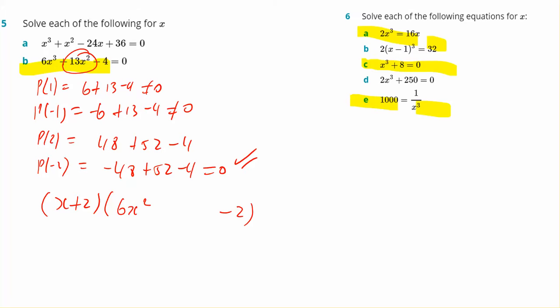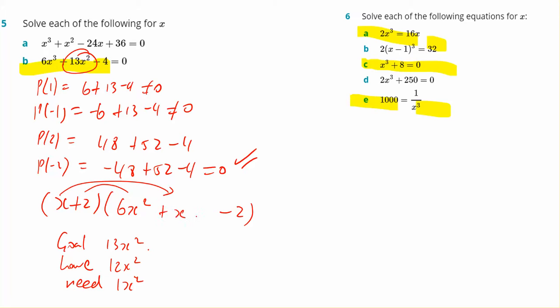So our goal is 13x squared. So what do we have? We'll check. How many x squareds do we have? We have 12x squared at the moment. So what I need is one more x squared to get to 13, because 1x squared plus 12x squared gives me 13x squared. So in order to generate that, x times what gives you 1x squared, just positive x.